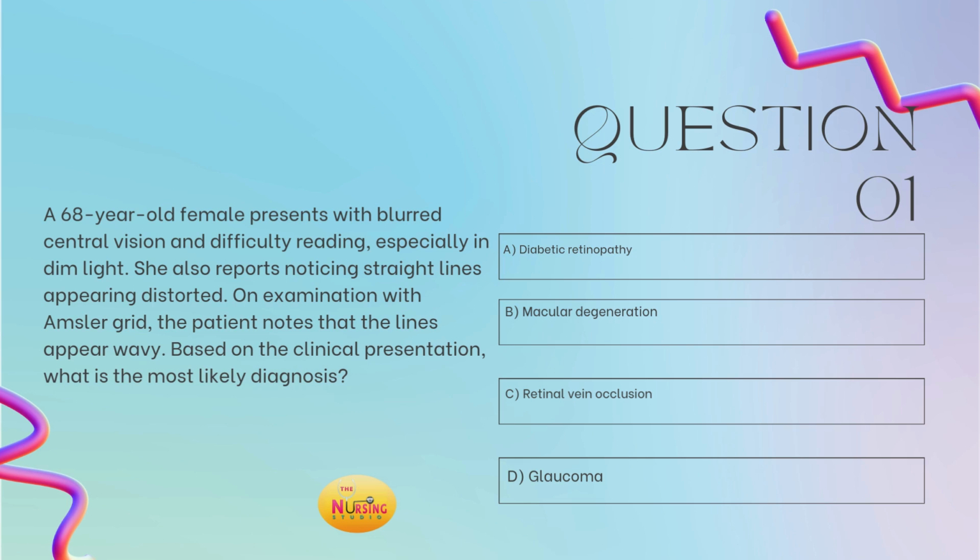You know, with macular degeneration, when we're assessing those centralized vision changes, and they're doing the Amsler grid, if the lines appear wavy, that is an abnormal finding. She's already saying straight lines appear distorted to her. She's having blurred central vision. All of these are key descriptions for macular degeneration. So B is your best answer.